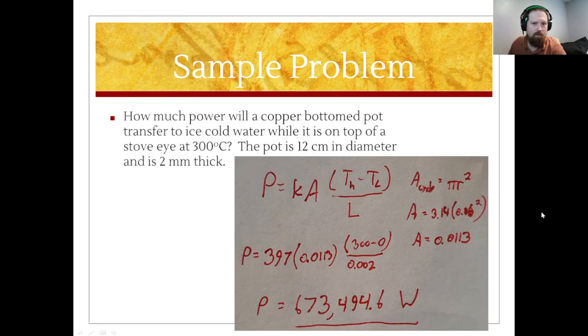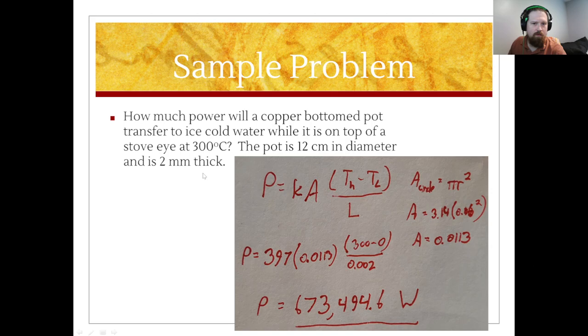Start applying it. As a quick sample, I mentioned the thin walls of cookware, of metal pots and pans, so let's use one of those as an example. How much power will a copper-bottomed pot transfer to ice-cold water while it is on top of a stove eye at 300 degrees Celsius? The pot is 12 centimeters in diameter and is 2 millimeters thick.